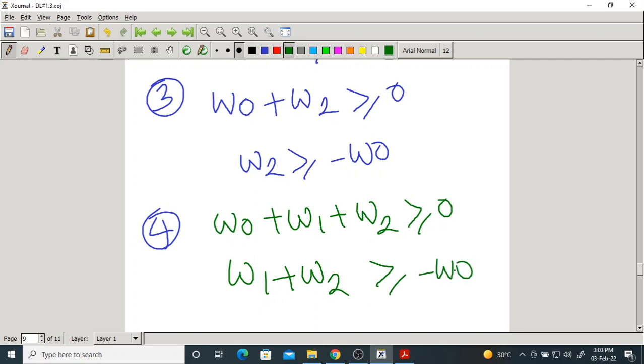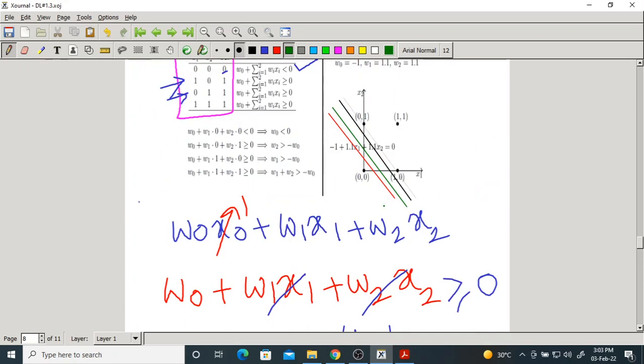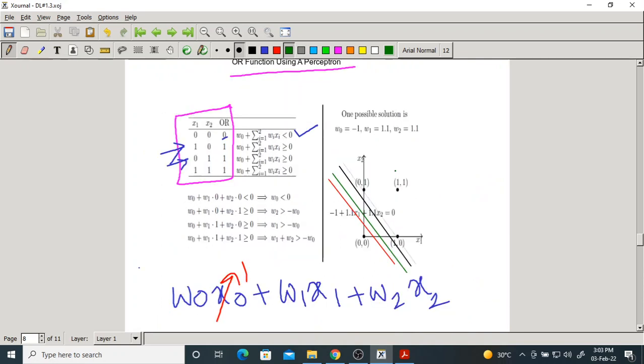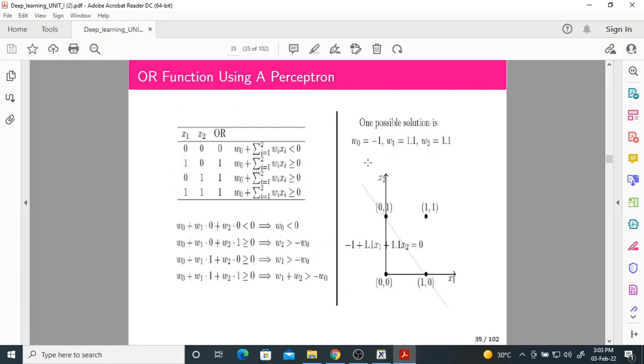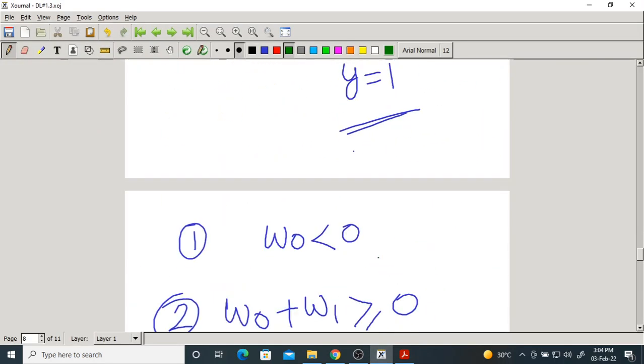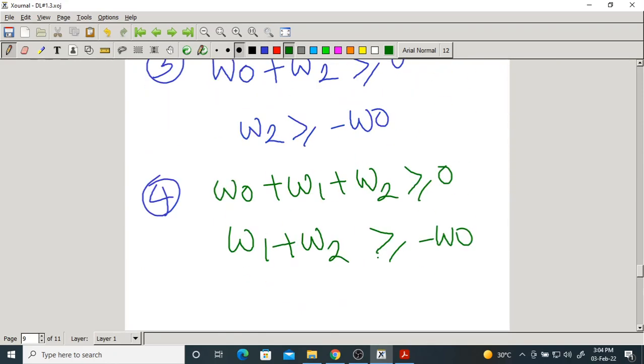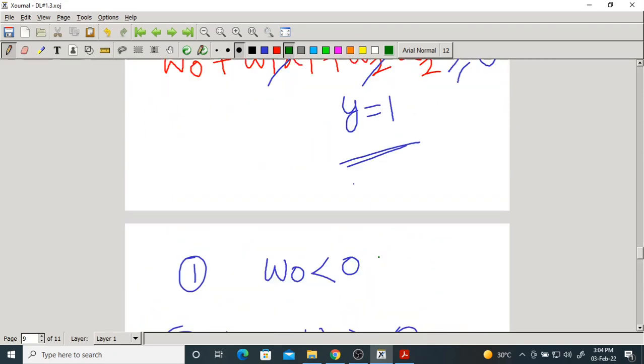Now we have a system of inequalities. If you solve them, you will get solutions, but you have so many solutions. One of the possible solutions is W0 equal to minus 1, W1 equal to 1.1, W2 equal to 1.1. So one possible solution is W0 equal to minus 1, and both W1 and W2 are 1.1.